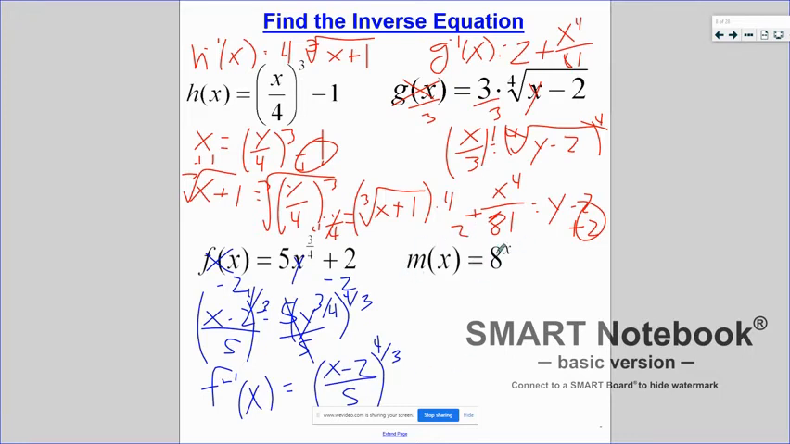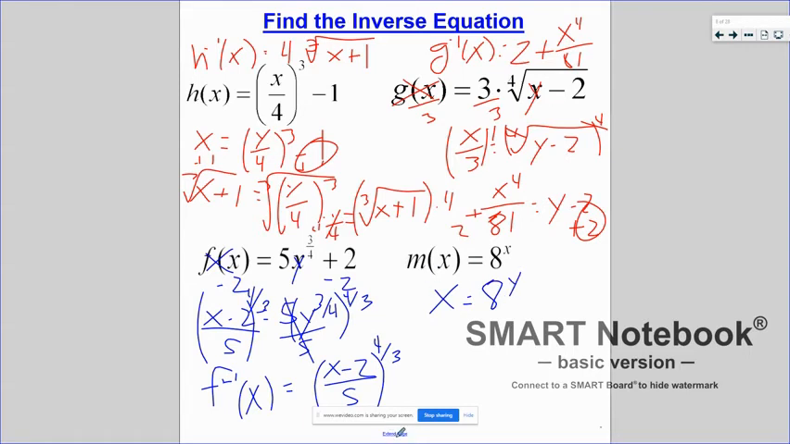And now m of x equals 8 to the x. So I dealt with a base of x with a rational exponent. I had an x up here to the third. I had a fourth root. Here, we notice x is in the exponent. So if I switch, I'm going to have x equals 8 to the y.